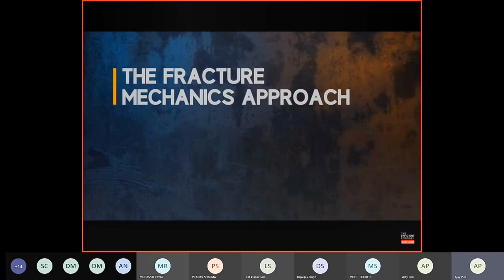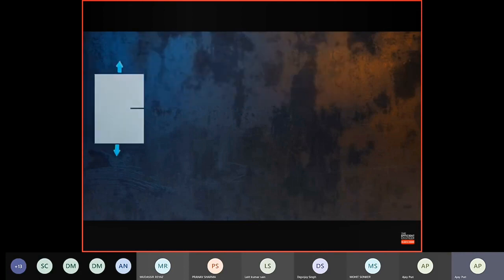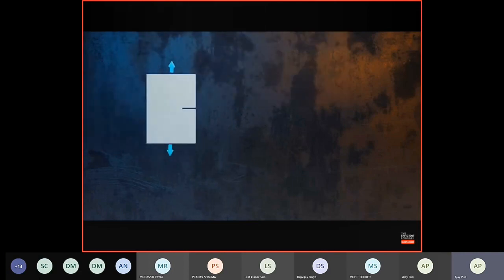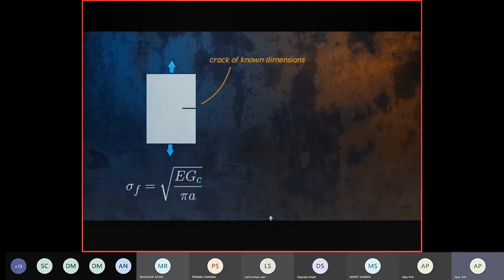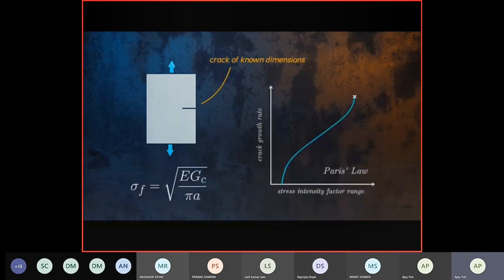If the structure we are assessing contains an existing crack, the SN approach is not suitable for determining the fatigue life. If the dimensions of the crack are known, we can instead determine the fatigue life using a linear elastic fracture mechanics approach. This involves calculating a critical crack size, which would result in fracture, and using a crack growth law to calculate the time required for the crack to grow to this critical size.